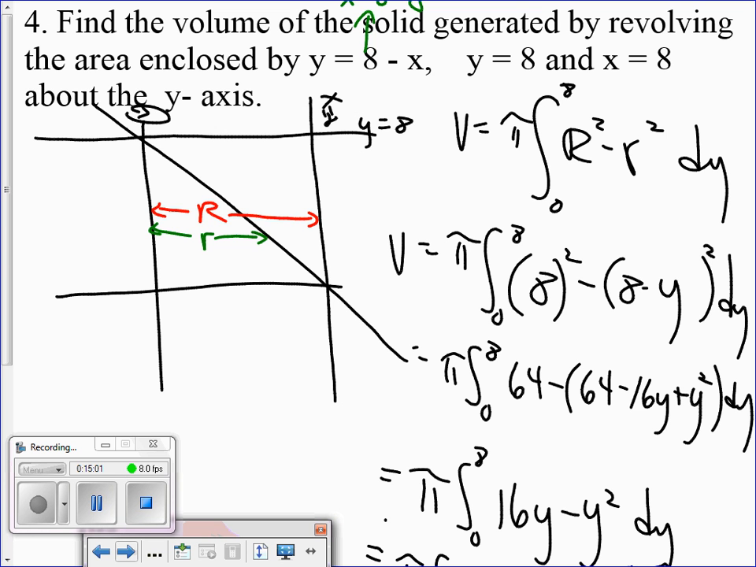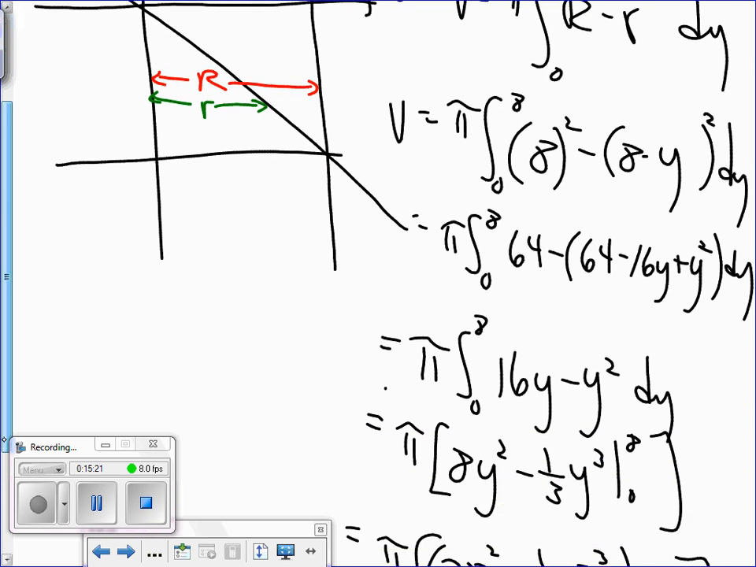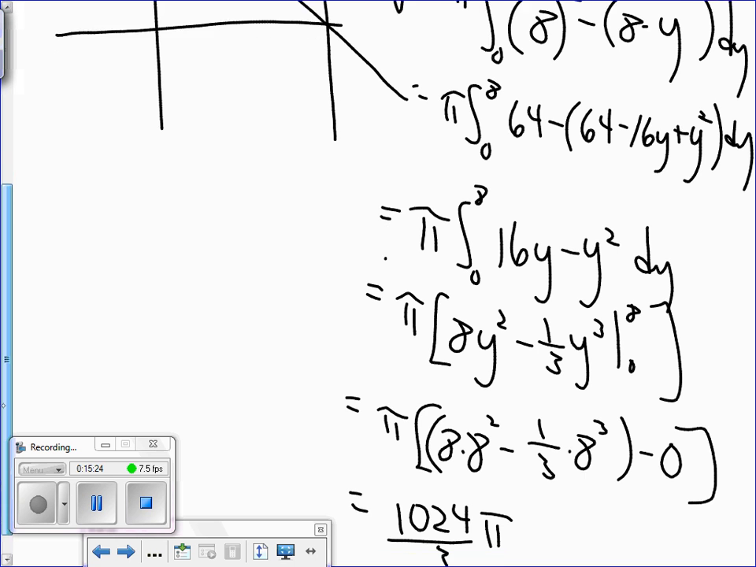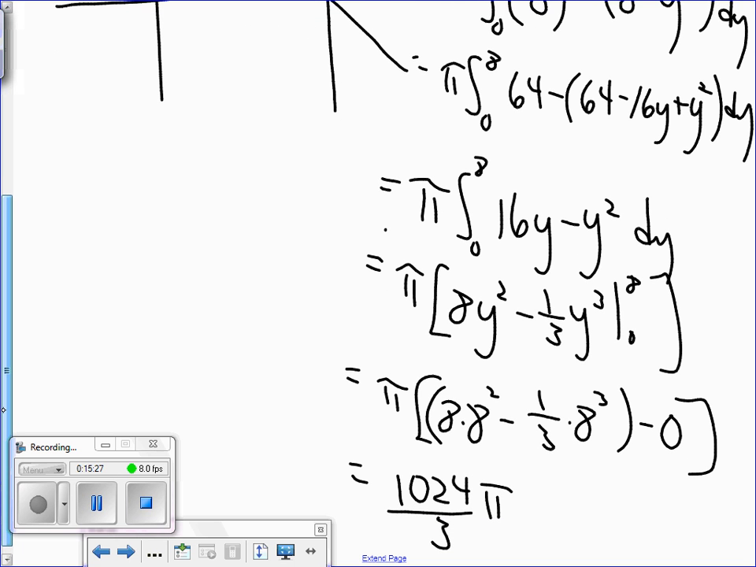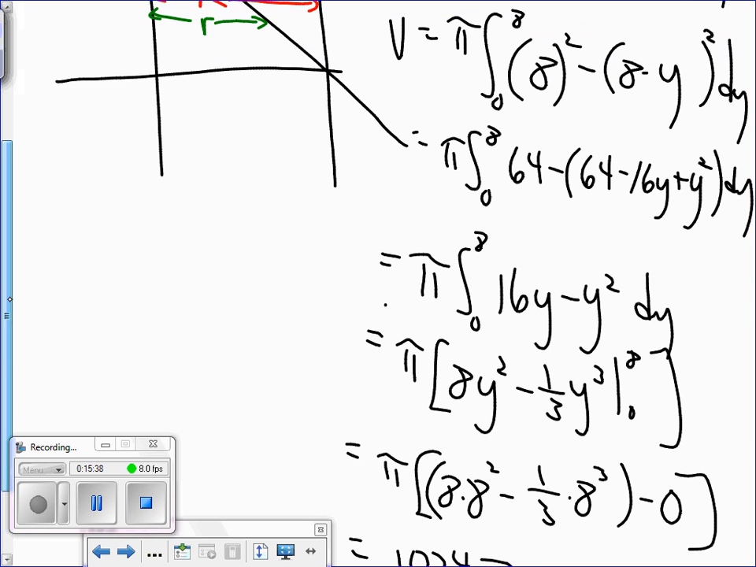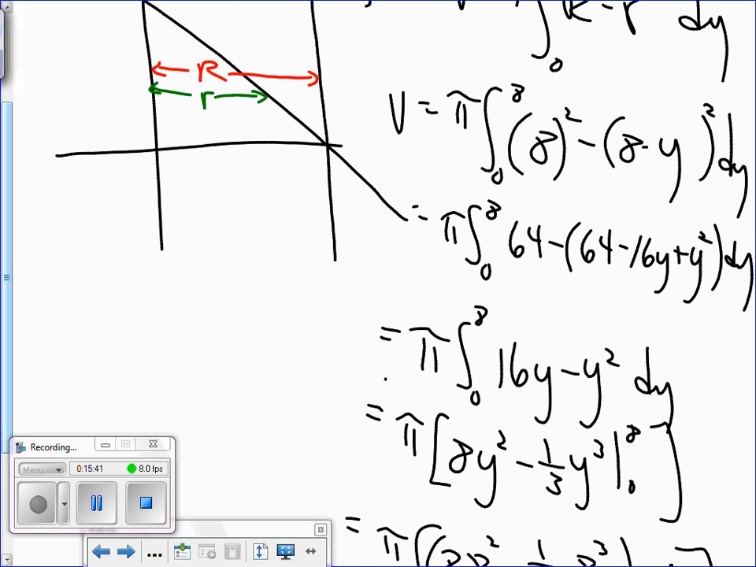Sometimes they don't give you what x equals. You have to realize, oh, if y equals 8 minus x, then x equals 8 minus y. You've got to solve for x. And the limits of integration, since this was a dy problem, you're going from smallest y to greatest y, so 0 to 8. This one came out to be 1,024 over 3 pi. If you want to check your work, it's 1,024 over 3 times pi. But that's the important setup up there.